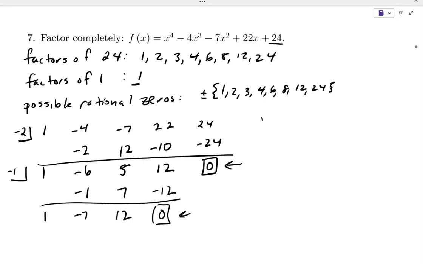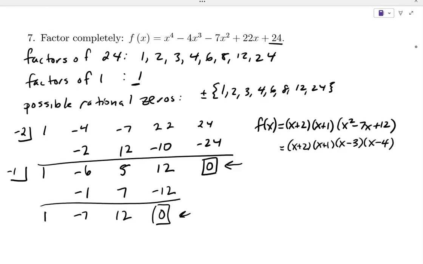So let's just write out our factorization so far. -2 was a 0, so x plus 2 is a factor. -1 is a 0, so x plus 1 is a factor. These are now the coefficients of a quadratic, so the end of this is x squared minus 7x plus 12. Again, we can either use the quadratic formula or factor this. This one factors nicely. It factors as x minus 3 times x minus 4. If you did not see how that factored nicely, then you could use your quadratic formula like we've done in the previous problem.